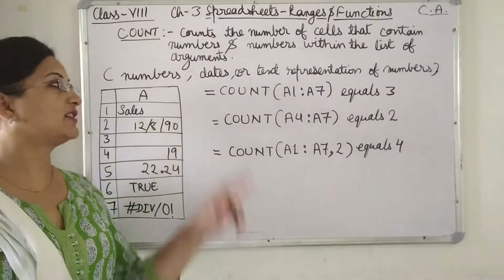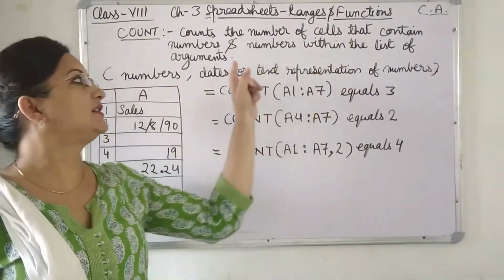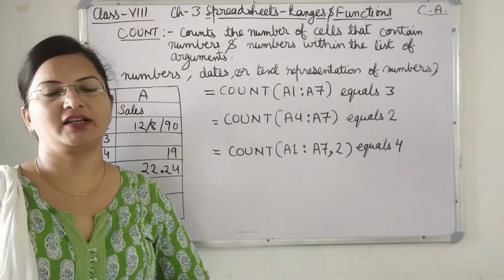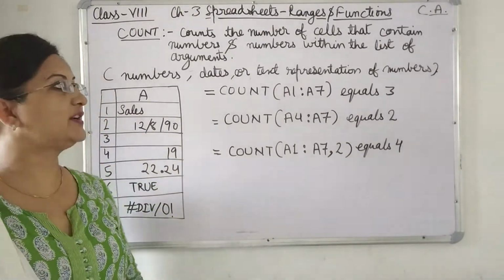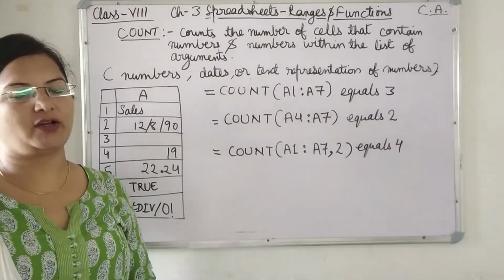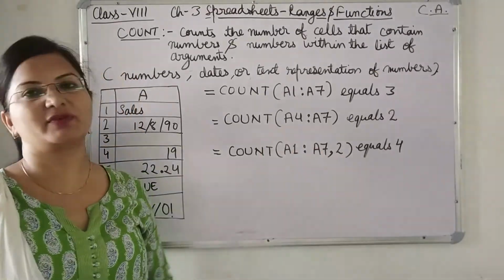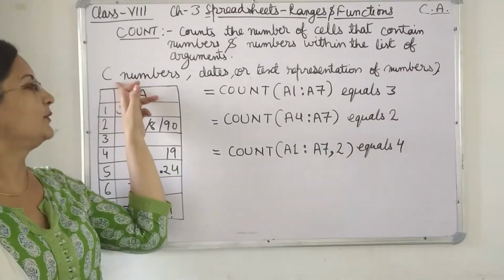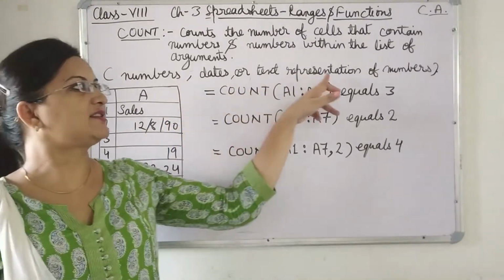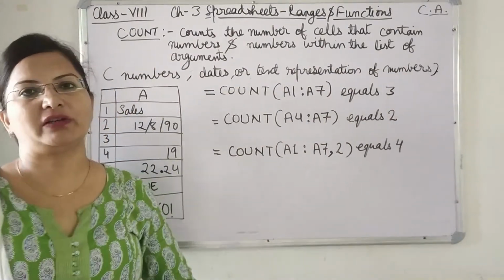Now the next function is count. Count will count the number of cells that contain numbers. Only the cells which are containing numbers will be counted, and numbers within the list of arguments. In the list of arguments, if numbers are present, those numbers will be counted. So here only numbers, dates and the text representation of numbers will be considered and other values will be ignored.